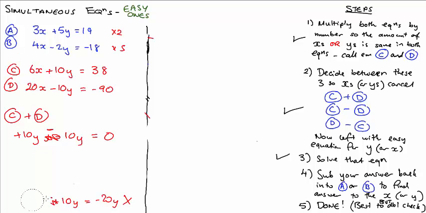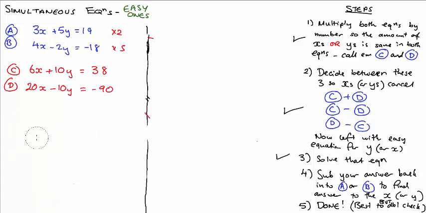So there you go, simple. The thing you want to do is C plus D. And now this is the easiest one to deal with by the mile. Because you just got plus 6x plus 20x, 26x. That's gone. Equals, add these two together. What does that equal? Minus 52. And now it's just a case of divide both sides by 26.